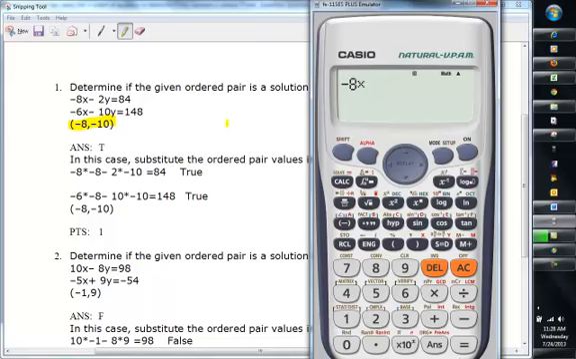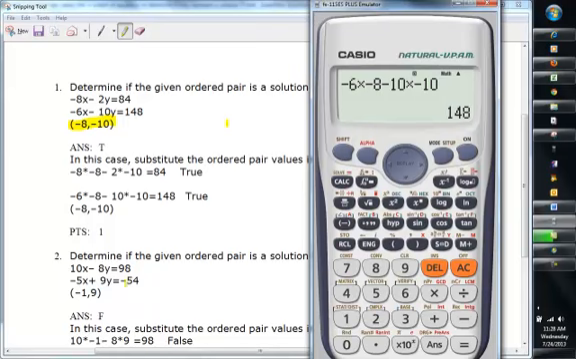-8 times, it says x is -8, minus 2 times -10. What do we get? We get 84. So it works for the first equation. Let's go to the second equation. -6 times -8 minus 10 times -10, and we get 148, so it works for the second equation. Since both equations are true, that is the solution for the system of equations.